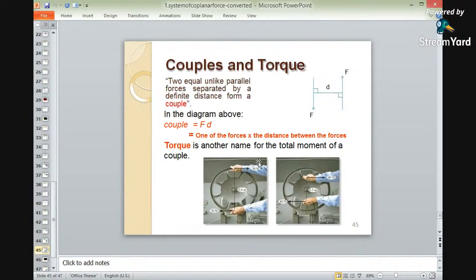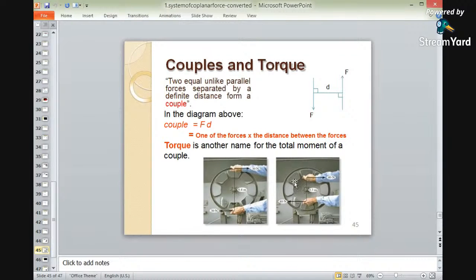Torque is another name for the total moment of a couple. Again, there is an example for this. A 30 newton force is applied in the rightward direction and 30 newtons is applied in the left direction, separated by a distance of 0.4. It is a simple example of a couple, and it moves clockwise. To find the couple, 30 into 0.4 is the clockwise moment. Again, a 40 newton force is applied, separated by a distance of 0.3 meters. These are the examples for couple and torque.